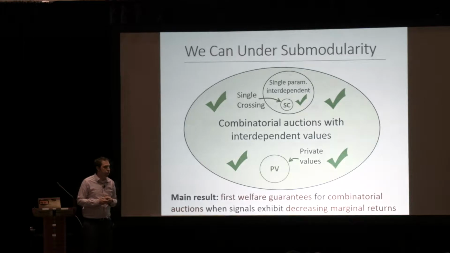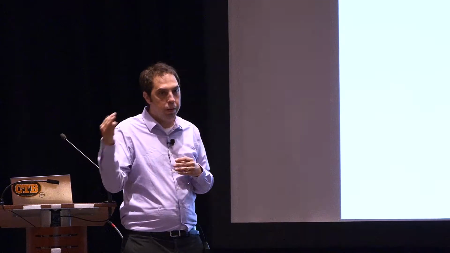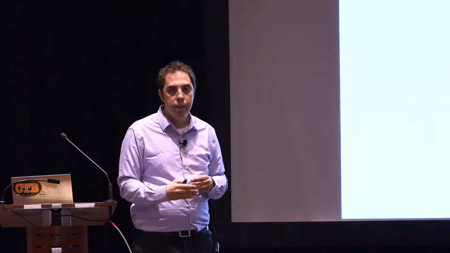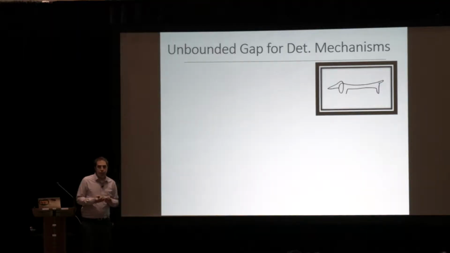Okay. So I'm first going to show you that approximating welfare without any condition, even for a single item, is impossible. I'm going to show you an unbounded gap for deterministic mechanisms and an n gap for randomized mechanisms. So for the deterministic mechanism, the example is really simple. Let's assume we have the dog doodle from before. A seller sells this dog doodle.